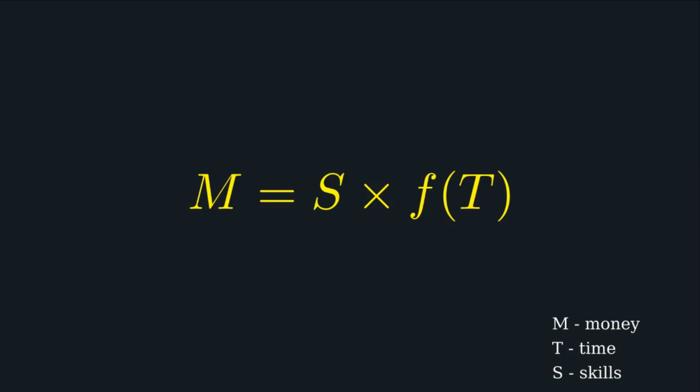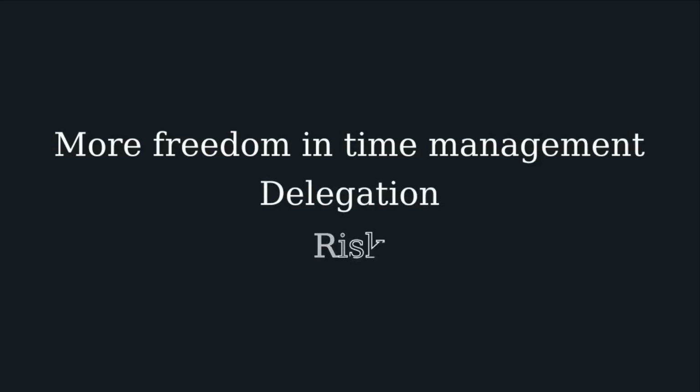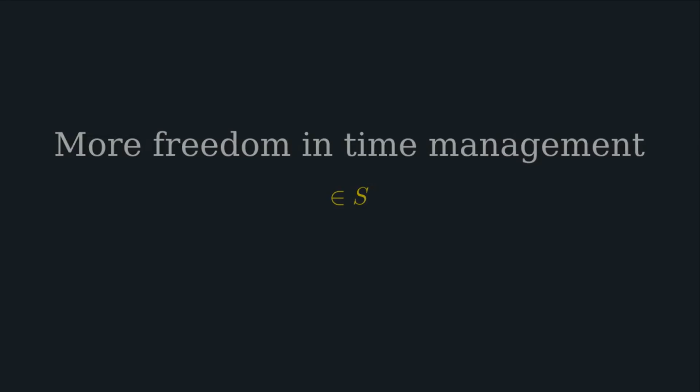As an entrepreneur, you too spend your time to make money. There is also a direct dependence on knowledge and skills. But there are three features: more freedom in time management, delegation and risk. Freedom means more efficient use of time with the right knowledge. This can be included in the S factor. You need to be able to use your time effectively. For an employee, this is also relevant, although to a lesser extent.